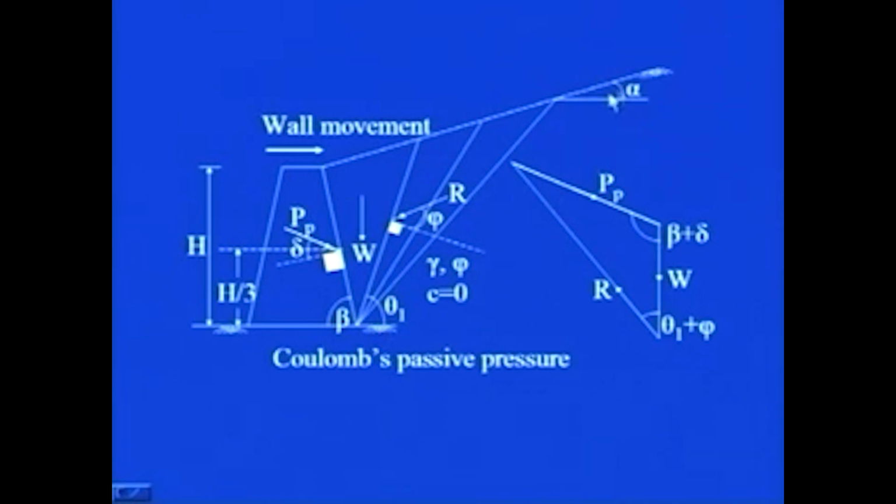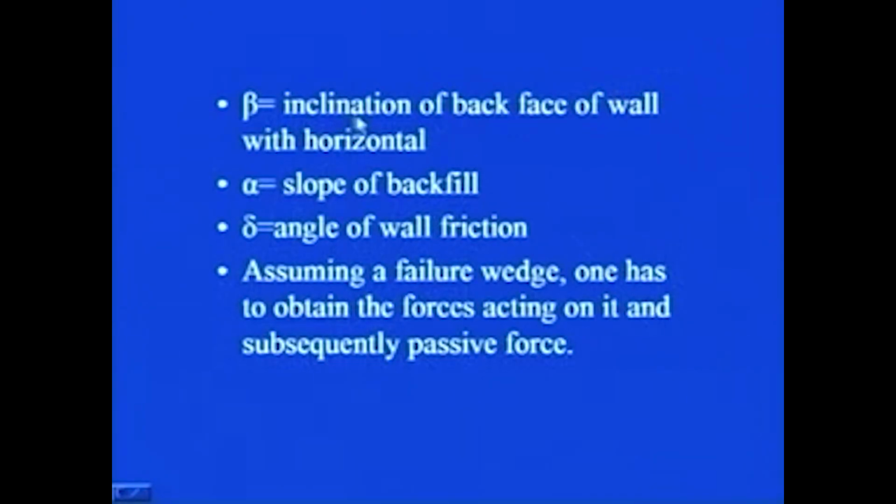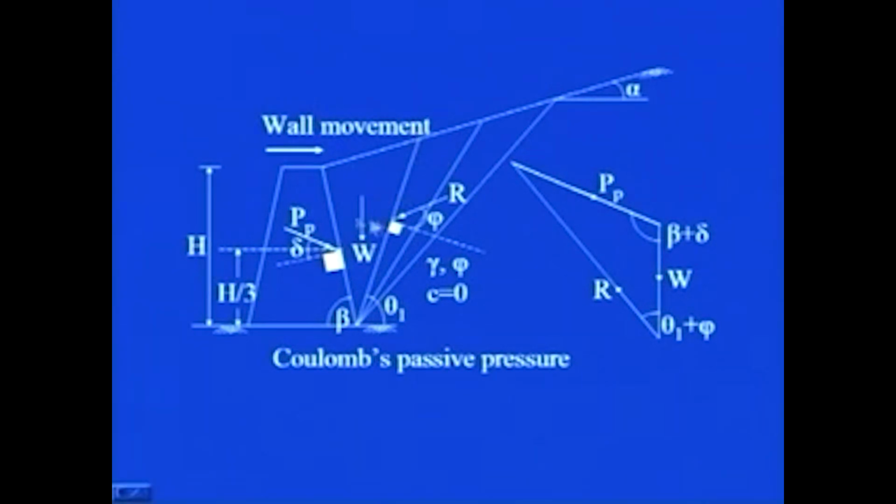So, you can see that beta is the inclination of the back face of the wall with the horizontal, alpha is the slope of the backfill, delta is the angle of wall friction. Now, we assume a failure wedge, that is, any trial wedge, and then we have to obtain what forces will be acting on it. Let us look at this figure again. This is the trial wedge that I have taken. Its weight will be acting in the vertical direction. Let us call that W.